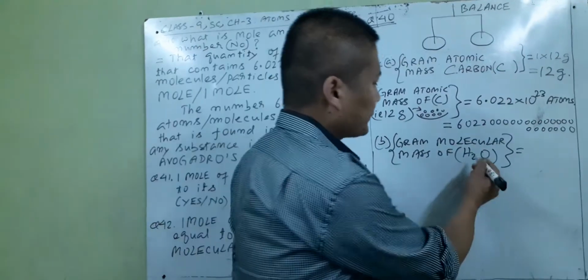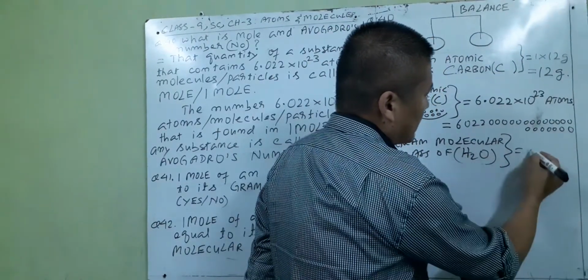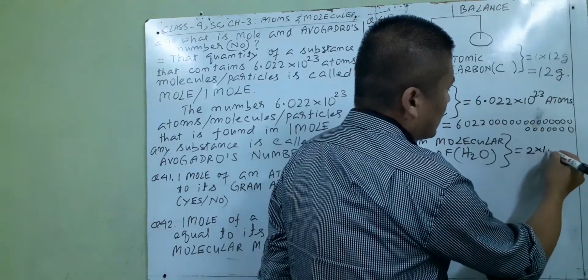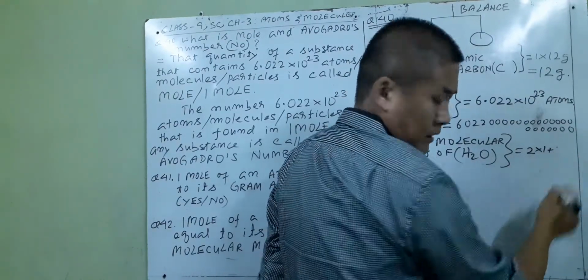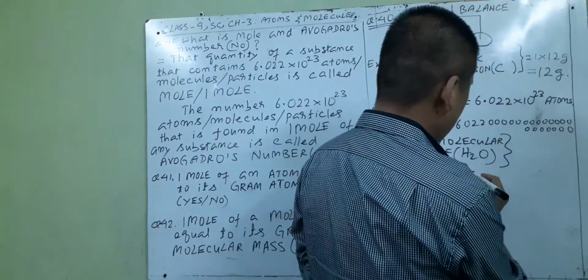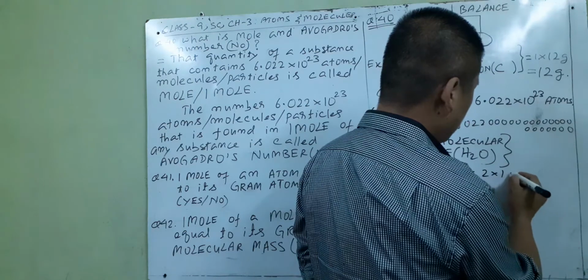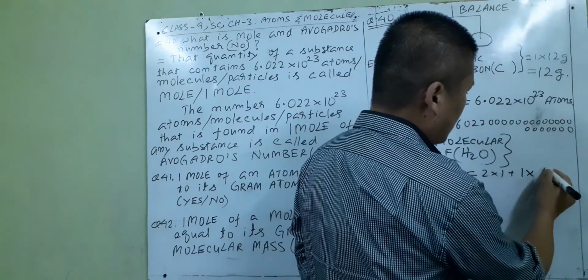Okay, so here we know this. At the back of H is 2, meaning there are two hydrogen atoms. So 2 into 1, plus, here 1 at the back of oxygen. We can write it below here for lack of space. So 2 into 1 plus, at the back of O, no number means only one oxygen atom, into 16.